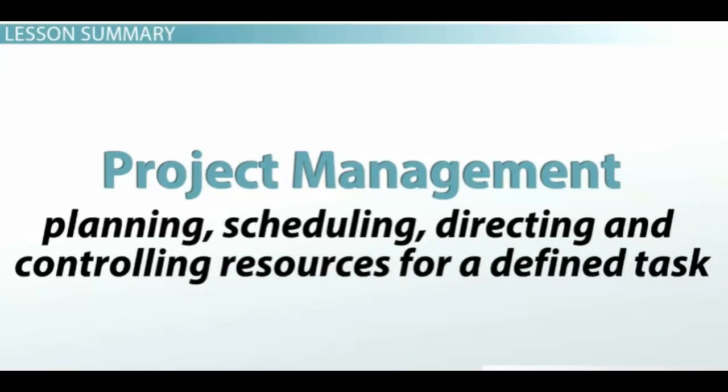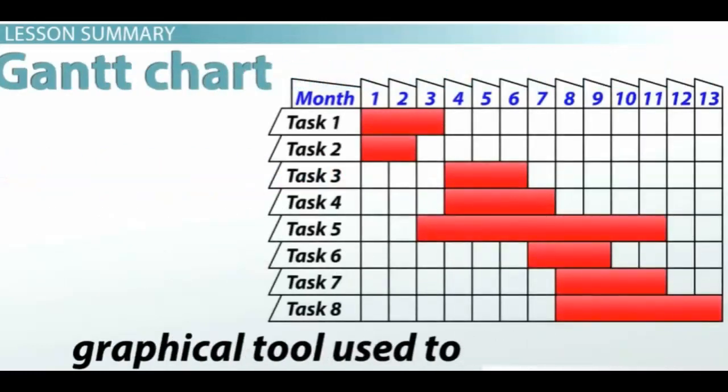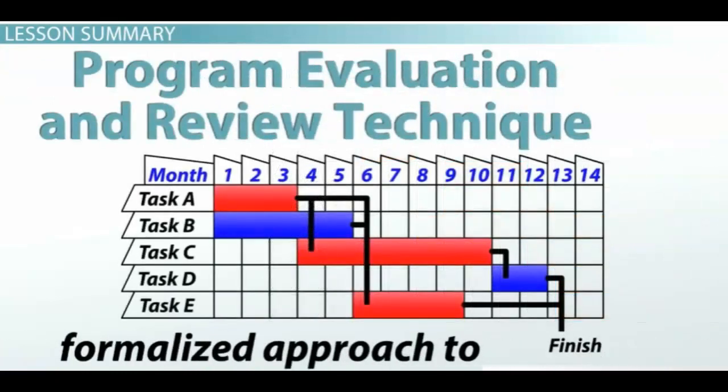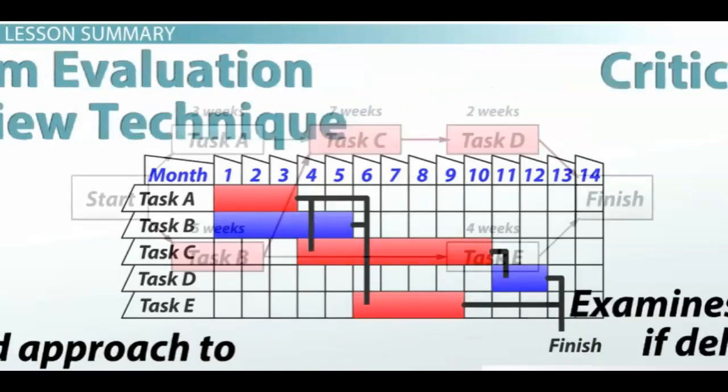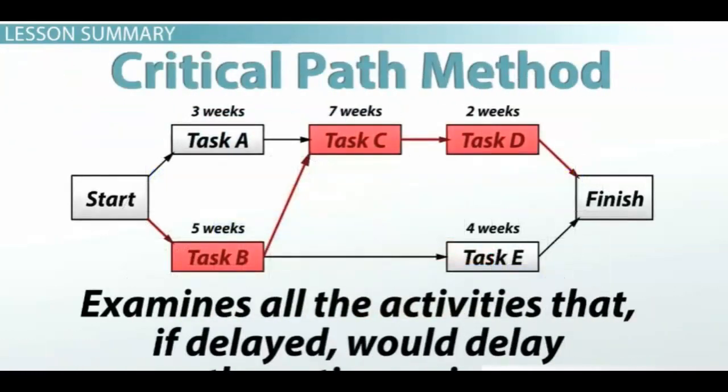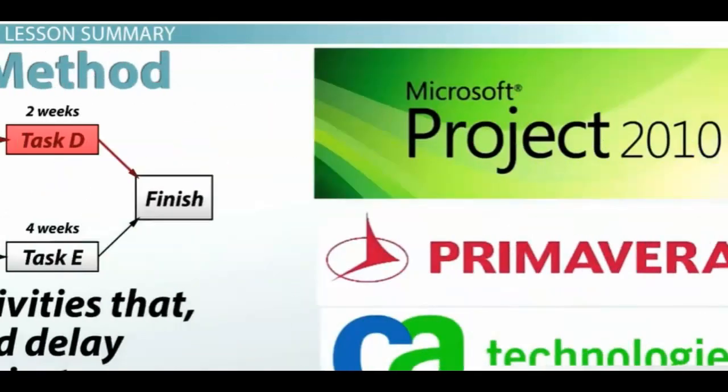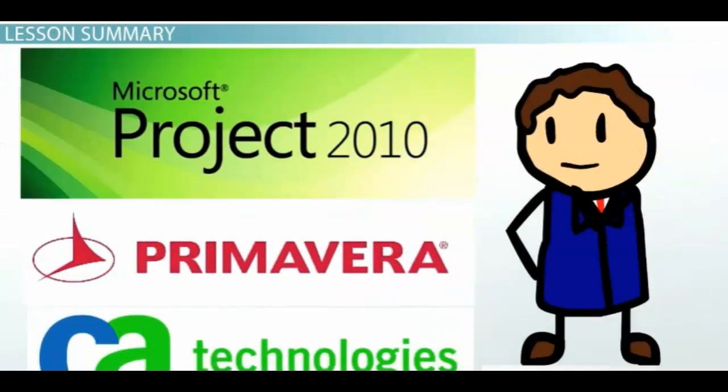Project management consists of planning, scheduling, directing, and controlling resources for a defined task. A Gantt chart is a graphical tool used to support project management. Program evaluation and review technique is a formalized approach to developing a project schedule. The critical path method examines all the activities that, if delayed, would delay the entire project. Gantt charts, PERT, and CPM are implemented using project management software.